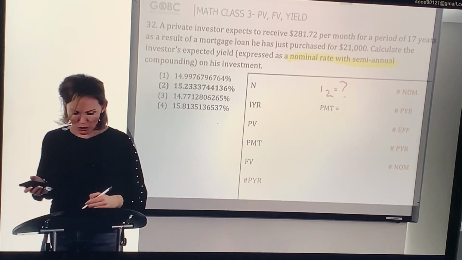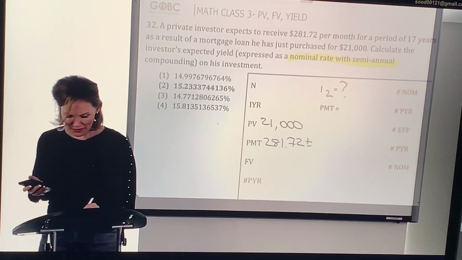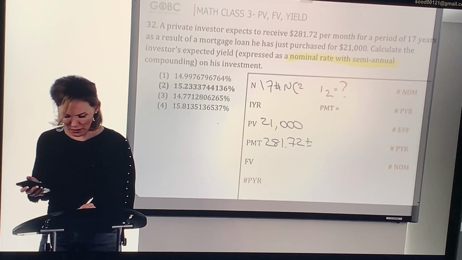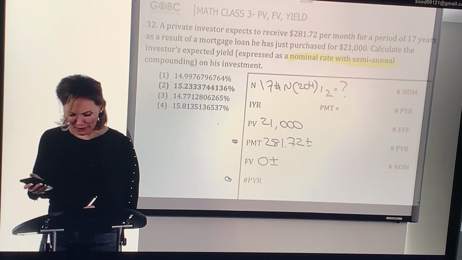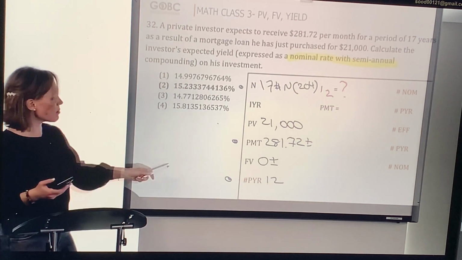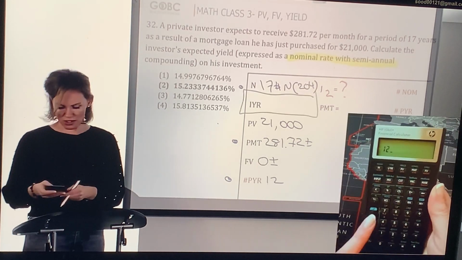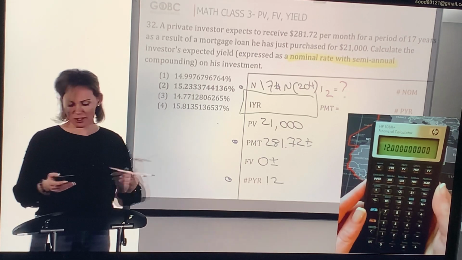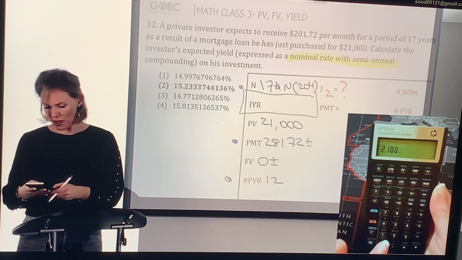Pull all the information out of the question. Payment is $281.72, plus minus. Mortgage is 21,000. 17 years, shift N, will come up as 204. Future value is 0. And because my payment is monthly, PYR has to be 12, right? So everything will be monthly because payment is monthly. So find the IYR by yourself. Do that right now. 12 shift PYR, 17 shift N, 21,000 PV.